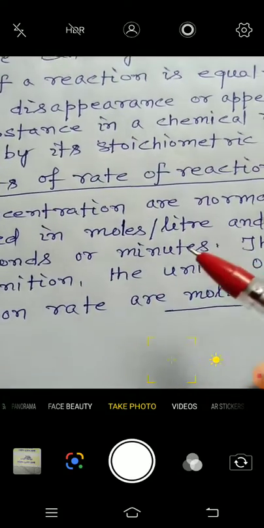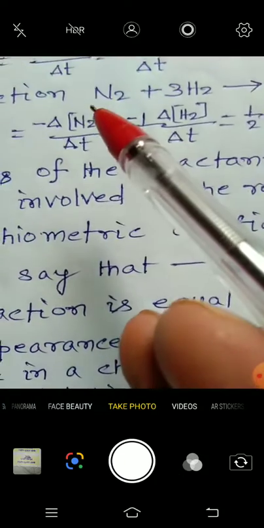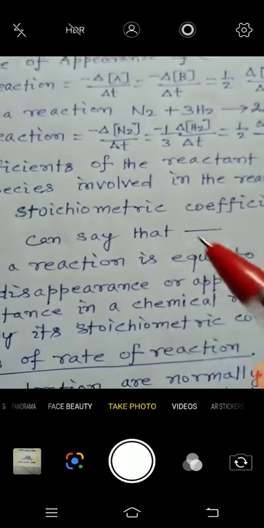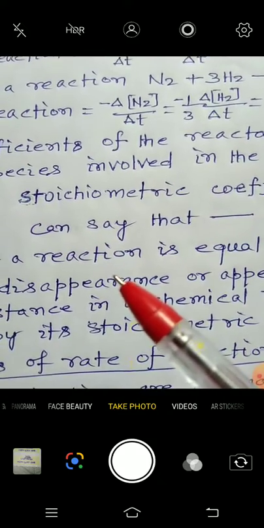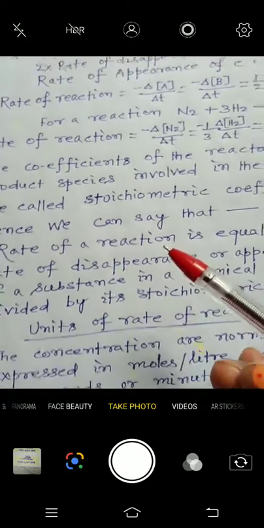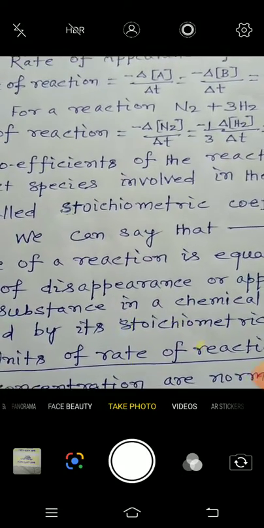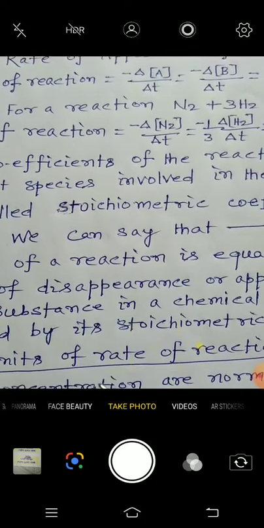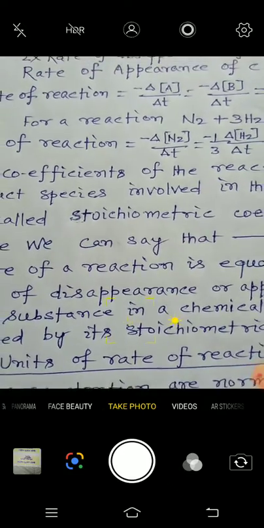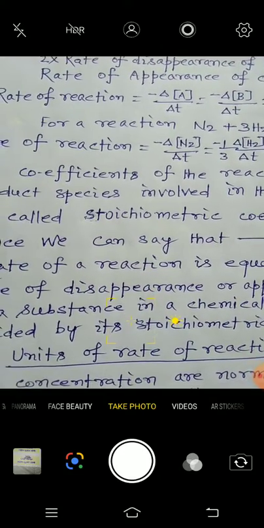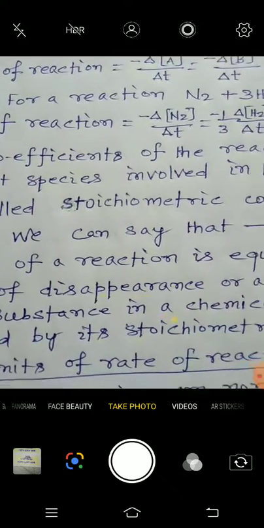Now, on the basis of this expression, we will learn something related to the concept of disappearance and appearance in your next class, and also the instantaneous rate of reaction and the average rate of reaction. I will teach you in the next class about the average rate of reaction and the instantaneous rate of reaction with the help of graphs or the expression.